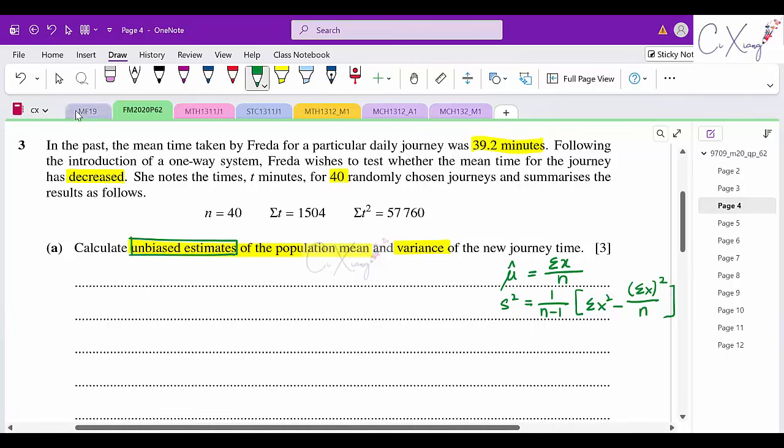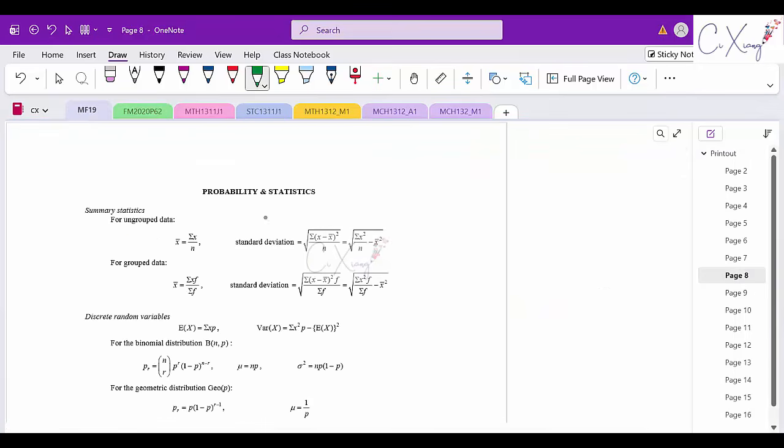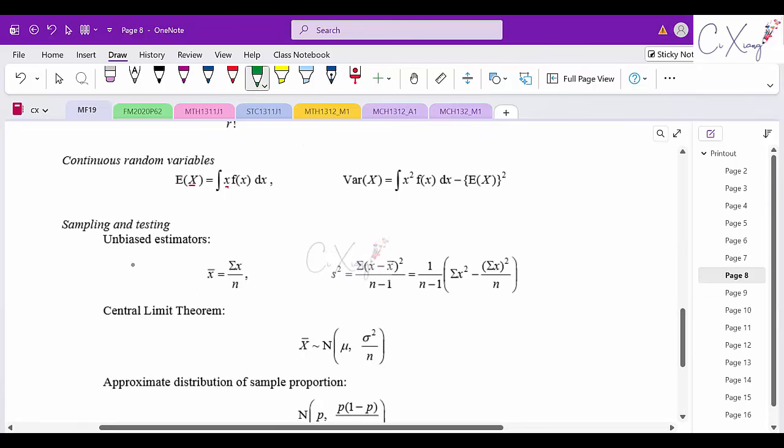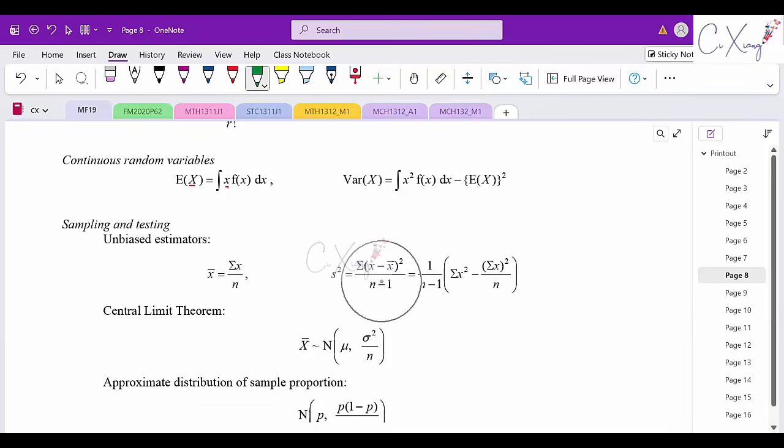So you can go to MF19. Then under the probability and statistics part, you scroll down and then you will see this one. Under the sampling and testing part, this is the unbiased estimated value for the mean, and this is the unbiased estimated formula for variance. So there are two. One is this one, another one is this.